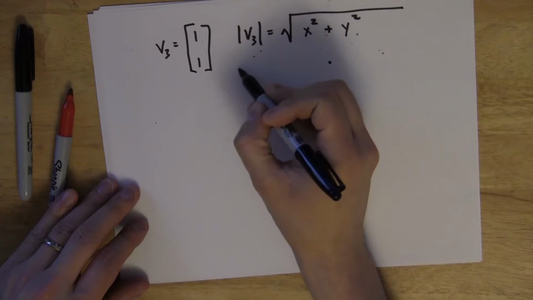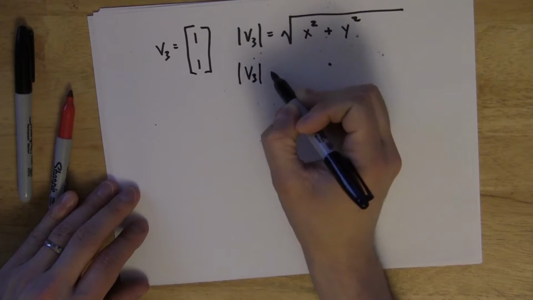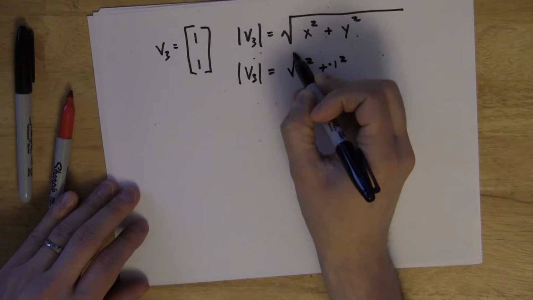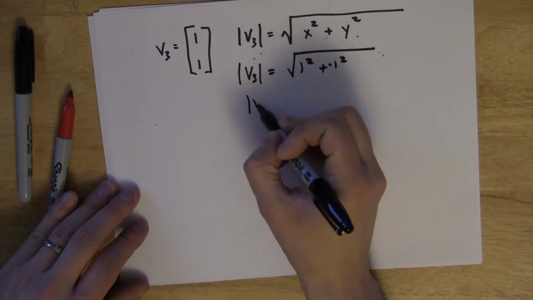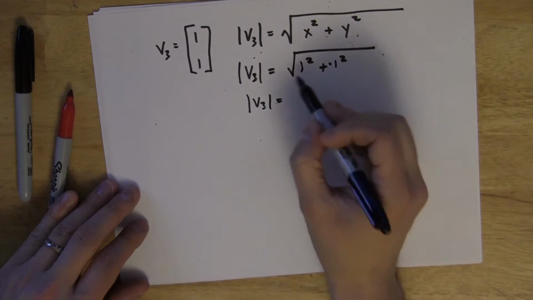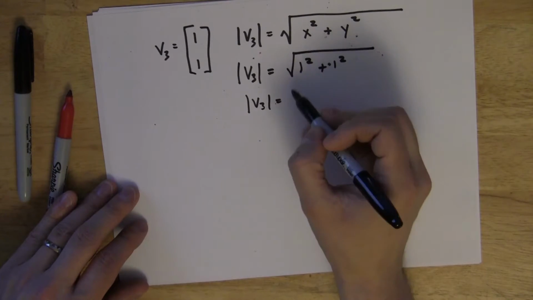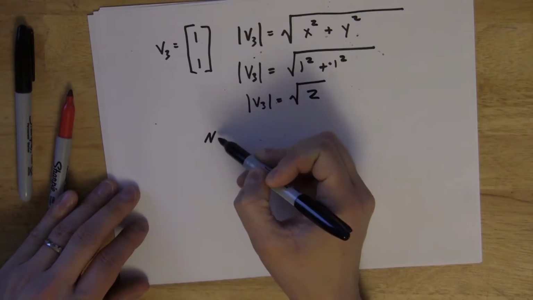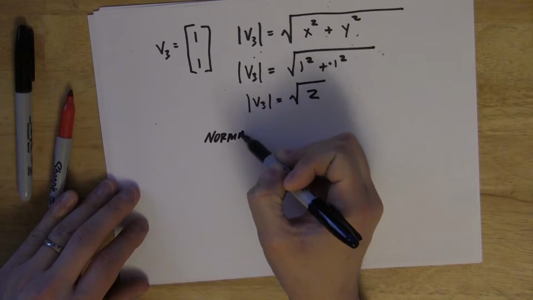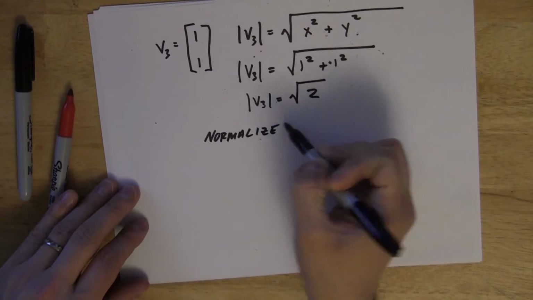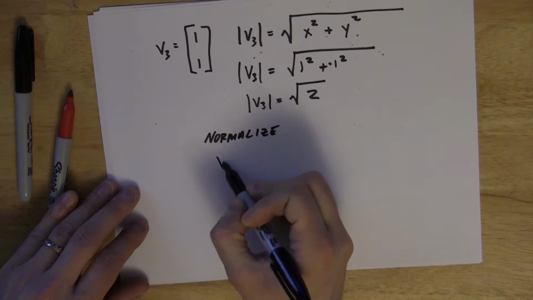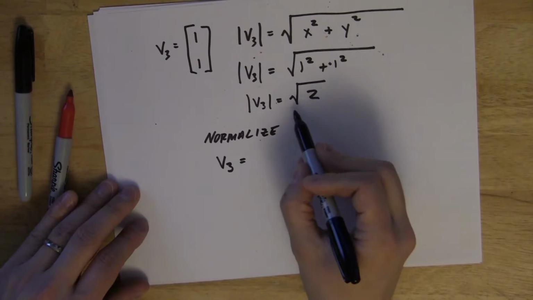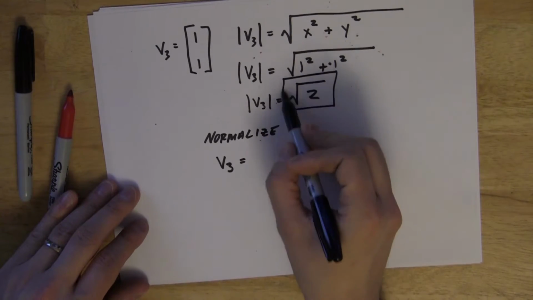So in our case, the magnitude is going to equal the square root of 1 squared plus 1 squared, which means the magnitude of vector 3 is going to be equal to the square root of 1 plus 1, which is 2. So now if we wish to normalize this, all we have to do is take vector 3, and we can divide each component by this magnitude right here. Alright?